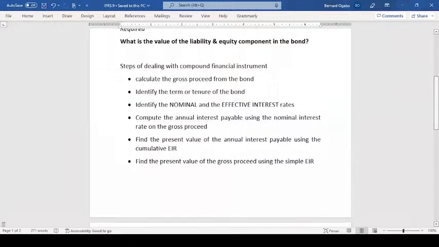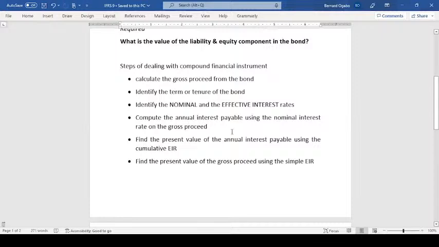The first thing to do when you are dealing with a compound financial instrument is, number one, you calculate the gross proceed from the bond. Number two, you ask yourself, how long is the term of the convertible bond, which is the tenure of the bond? Number three, you identify the nominal interest rate and the effective interest rate. The next step is you compute the interest payable annually.